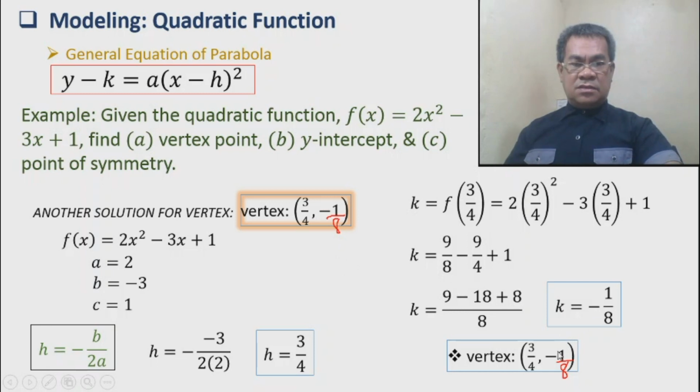Okay, so when you have this one, take note, this is 7/10, so it should be -/8. That's it. So this is correct.